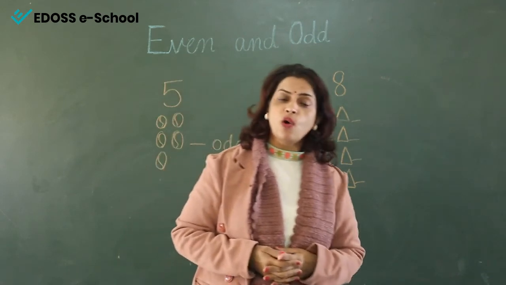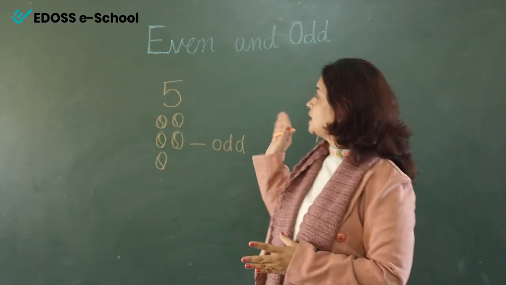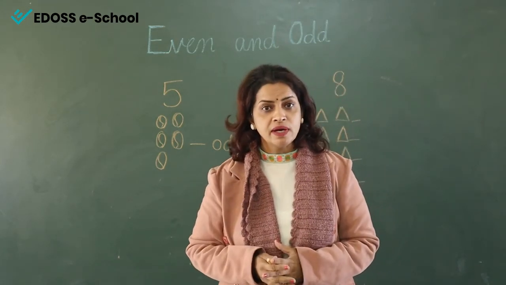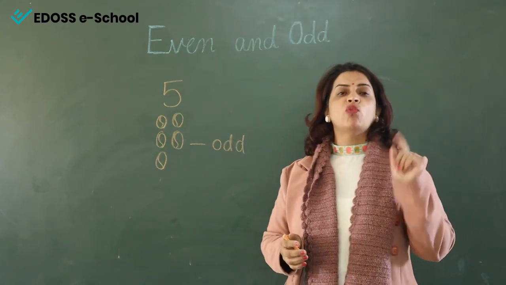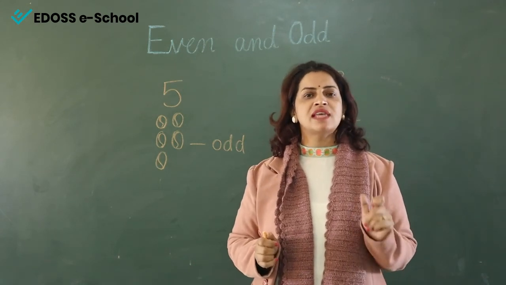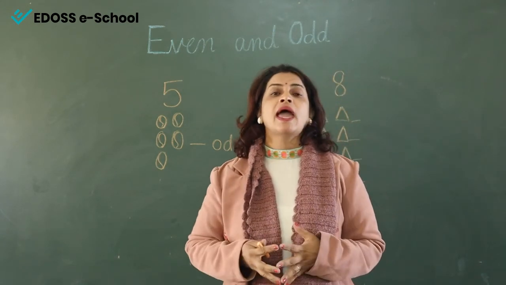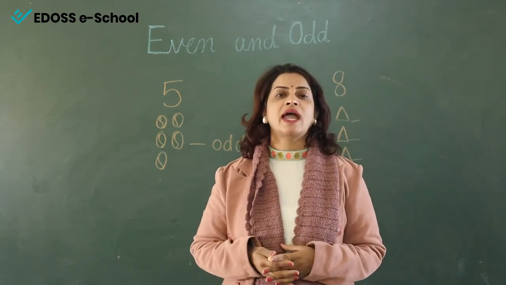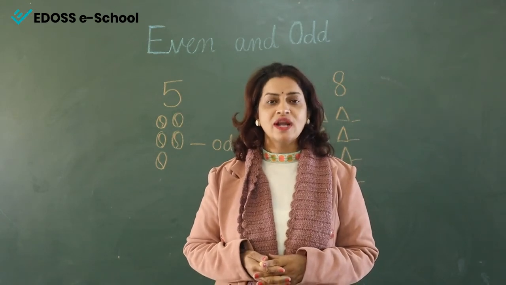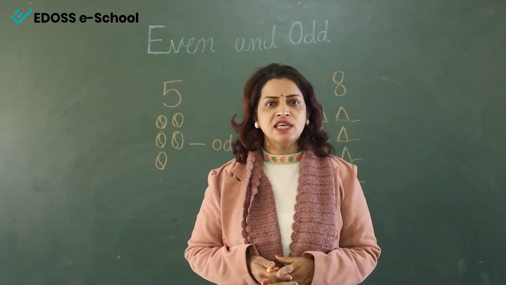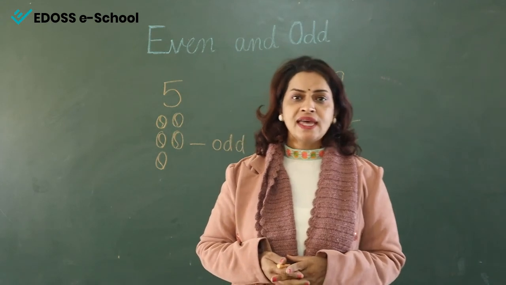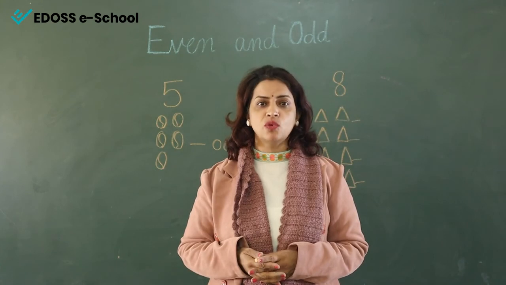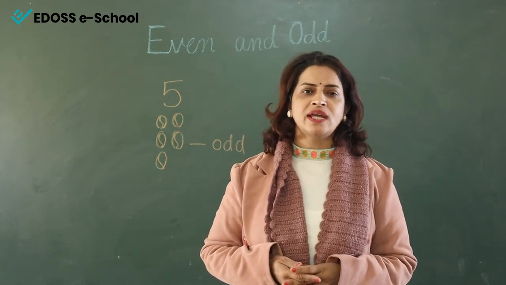So children, I hope you have understood the concept of odd and even numbers. I will just give you a quick recap: all the numbers which are ending with 1, 3, 5, 7 and 9 are odd numbers and they don't have a complete pair, and the numbers which are ending with 2, 4, 6, 8 and 0 are even numbers as they have a pair for themselves and they are also divisible by 2. So this is all about odd and even numbers.